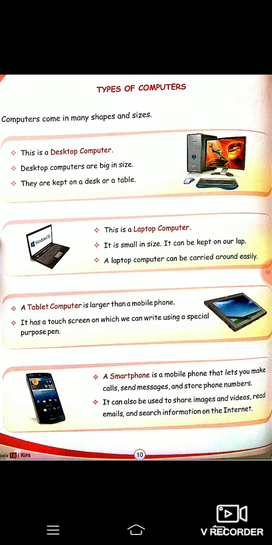As you all can see here, computer is classified into four types. First is desktop computer, second is laptop computer, third is tablet, and fourth one is a smartphone. Here you may be surprised that smartphone is also a computer. Yes, it is. One by one I will explain all these four types.